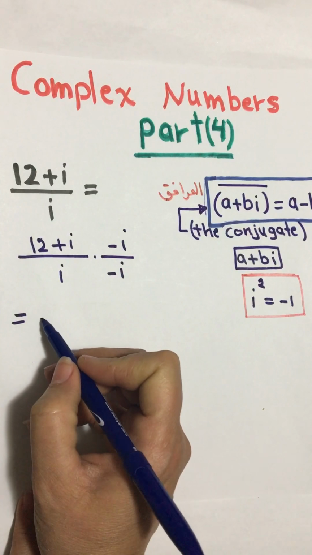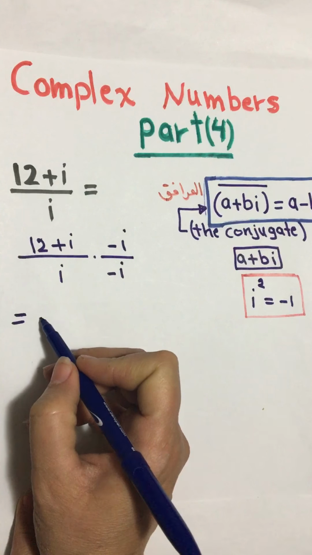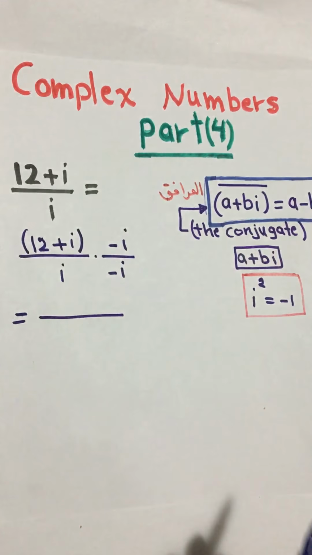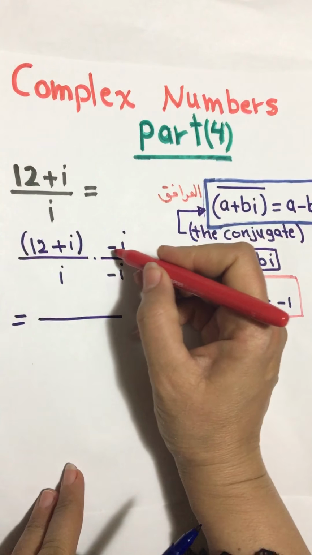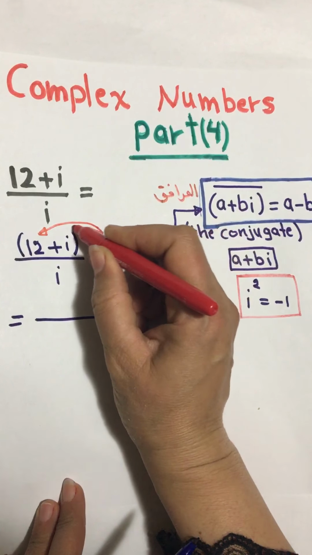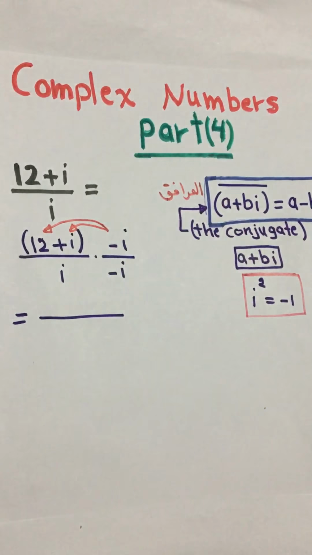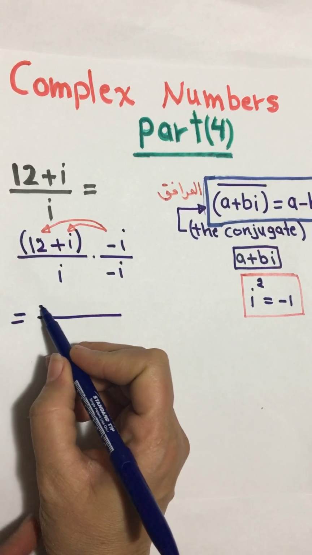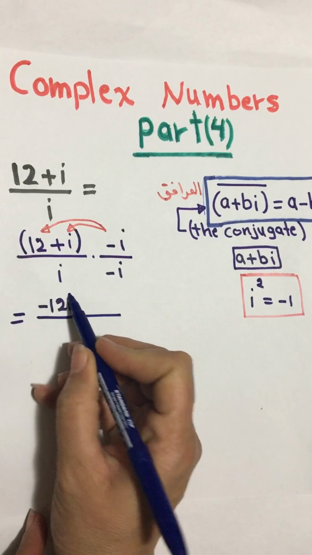Equals. I can have parentheses right here. I can multiply negative i by 12 and negative i by i. Negative i by 12, so I'm going to have negative 12i.